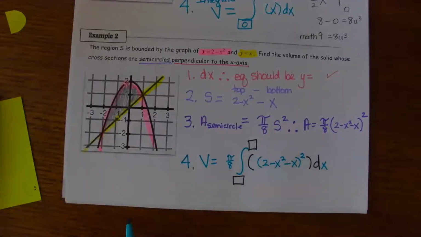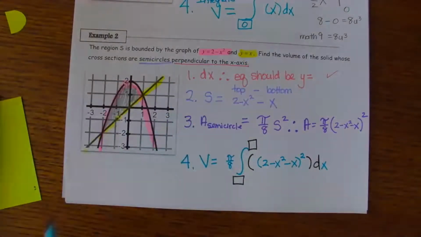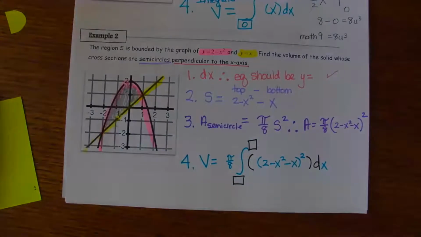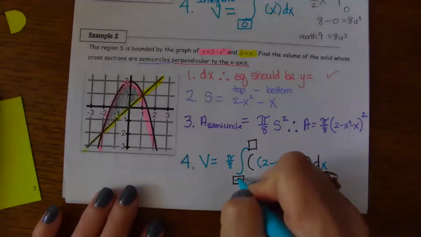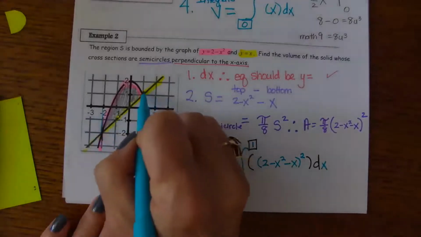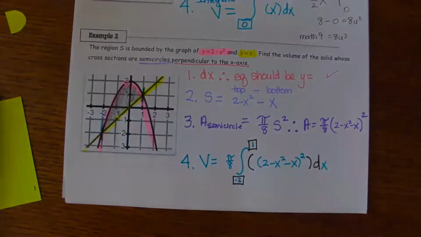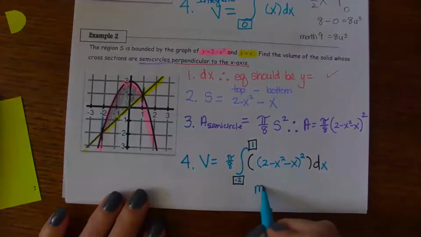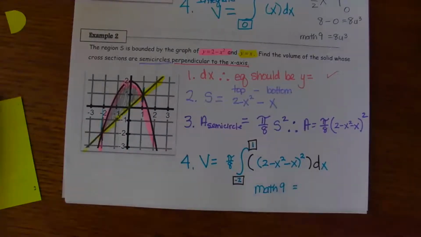Then we're going to put our numbers on. If we can clearly see them, we may use them. If we can't, we have to set the two equations equal to each other in y1 and y2 and find the intersection with math 5. We can clearly see these. It goes from where? -2 to 1. So -2 to 1. So now you're going to type that in, Math 9, and tell me what that equals.